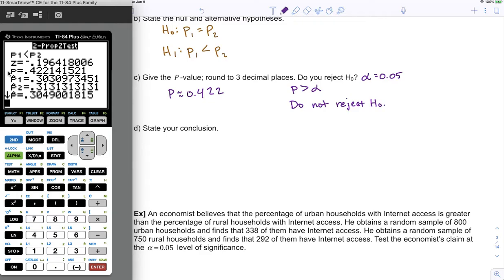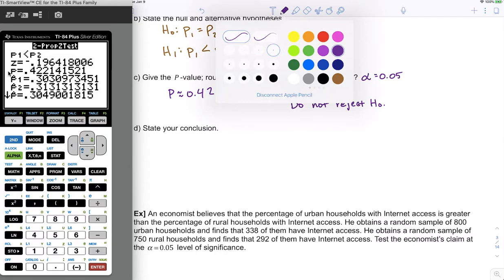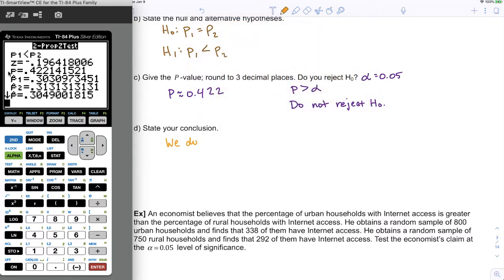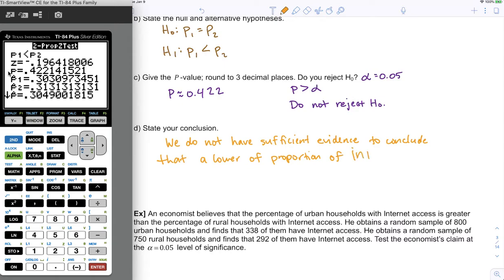Okay, so what's our conclusion? Well, we do not have sufficient evidence to conclude that a lower proportion of babies, or say infants, the problem says infants, will experience drowsiness if they take Prevnar.